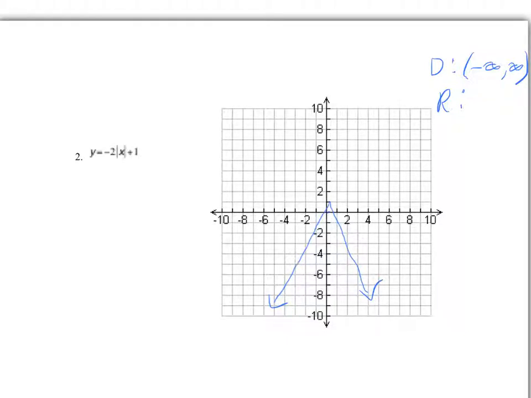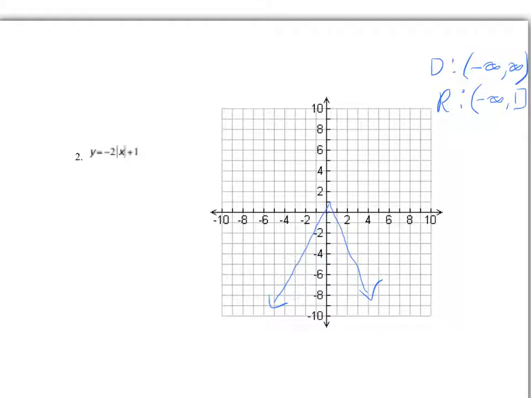Negative infinity to 1, yeah. You need to put the lower limit then the upper limit, so negative infinity to 1. Or you could say y is less than or equal to 1. So there's the domain and range.